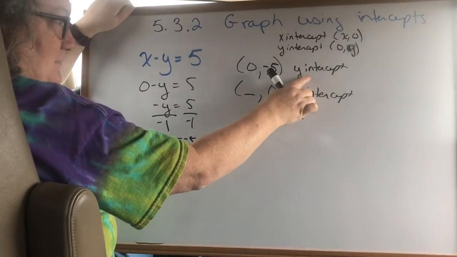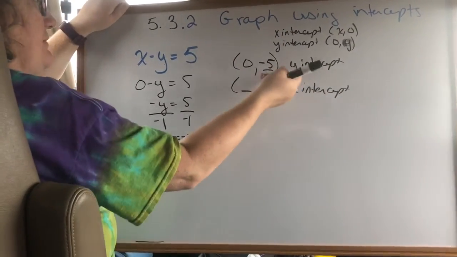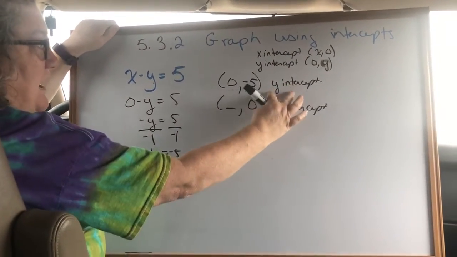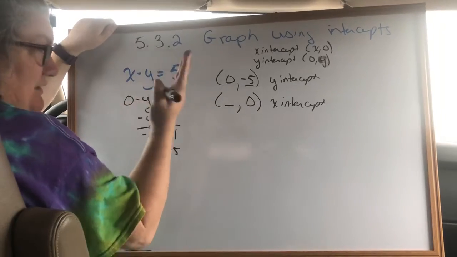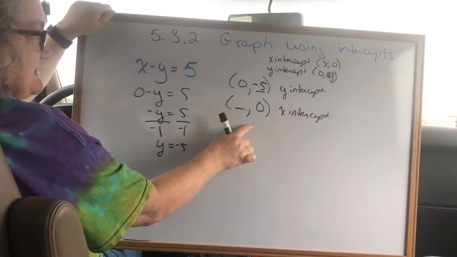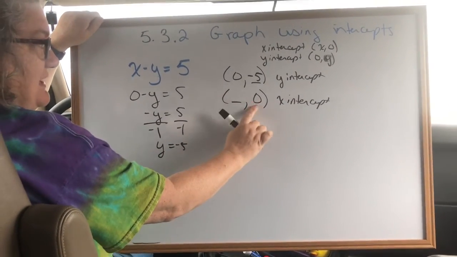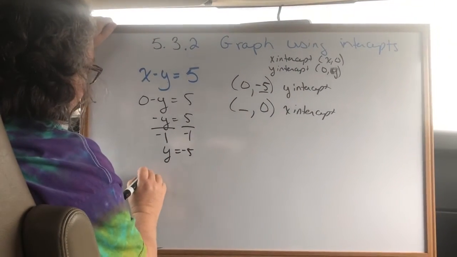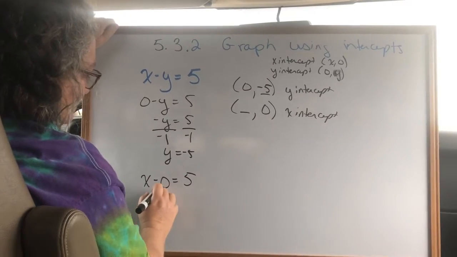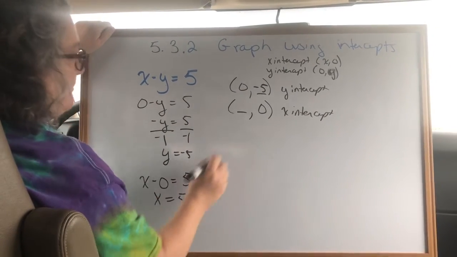Notice how I even labeled it, because on a test or quiz, I want to make sure you understand what a y-intercept is. So we go to find the x-intercept. I have it labeled. X-intercept means my y has got to be 0. So I have x minus 0 equals 5. So that means x equals 5.